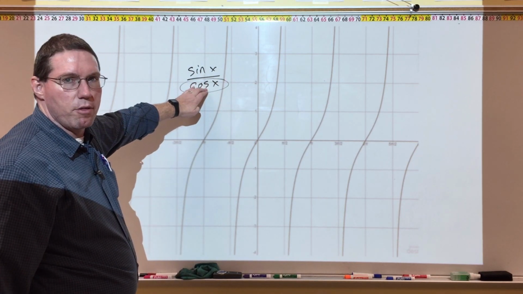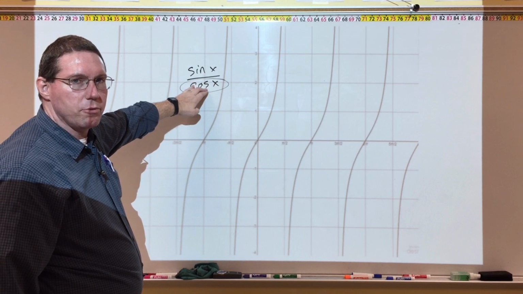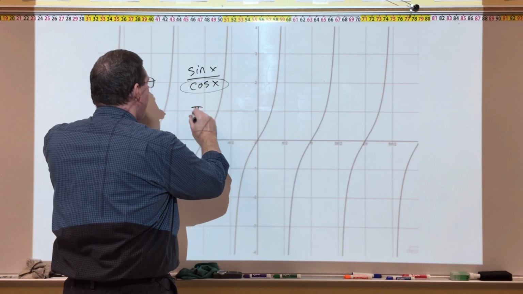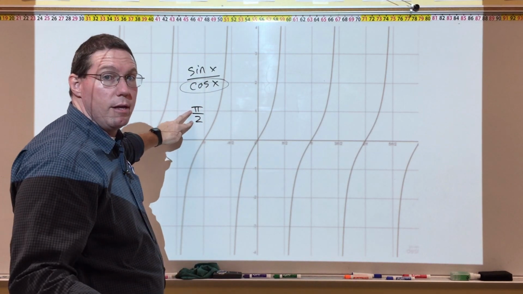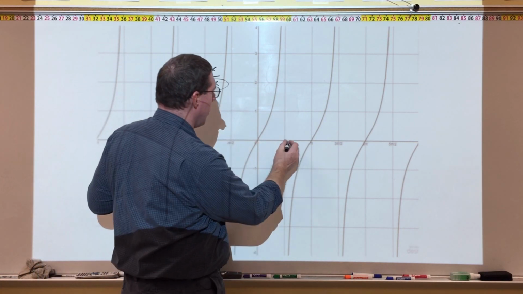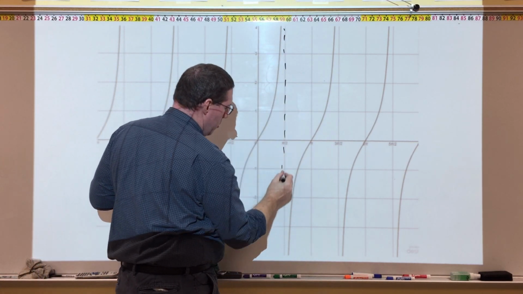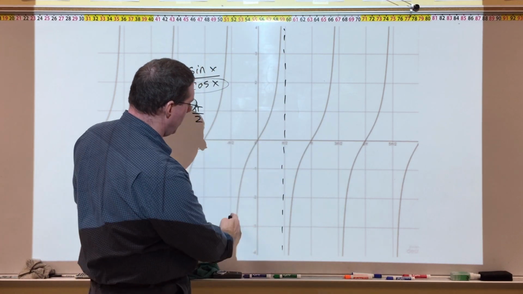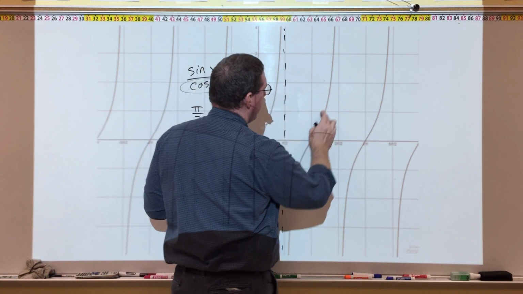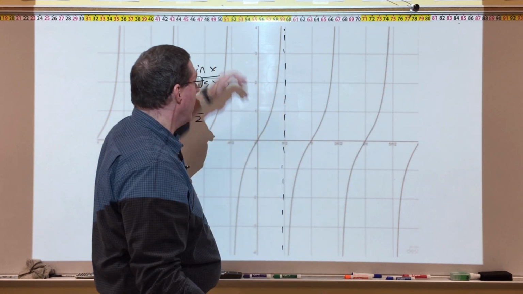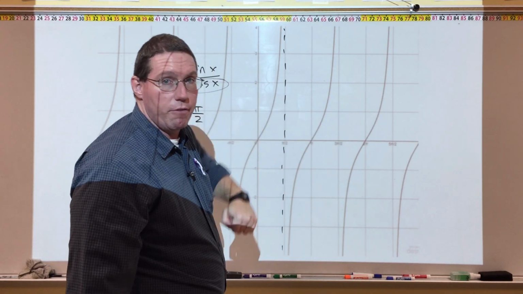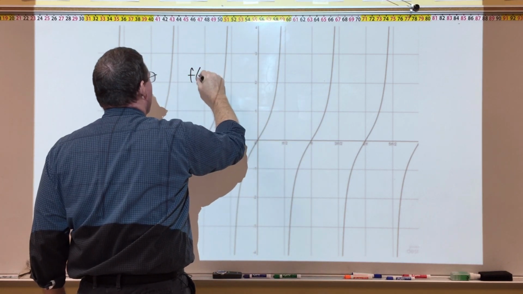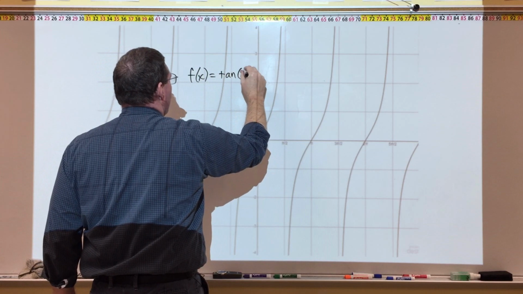Wherever cosine of x is equal to 0, there's going to be a vertical asymptote because the denominator is not allowed to equal 0. Well, we know that cosine of x equals 0 at pi over 2 because cosine of pi over 2 is 0. So if we go to pi over 2, that's right here. If there's a vertical asymptote, then this must be tangent, and it is. So this is tangent. The other reason we know it's tangent is because we have a positive slope, positive slope, positive slope. Cotangent has a negative slope in all of its curves. Okay, so this is the graph of f of x equals tangent of x.